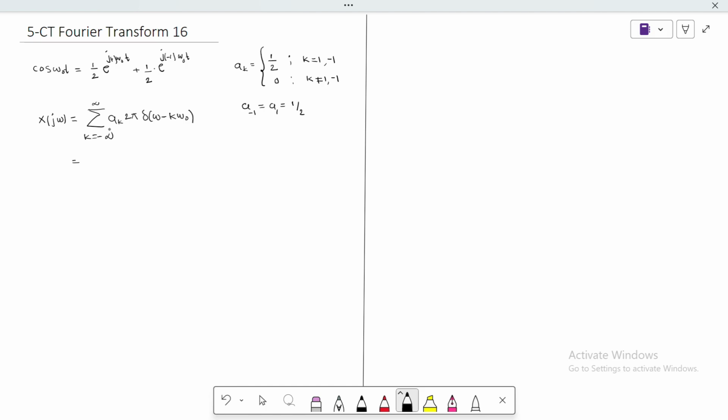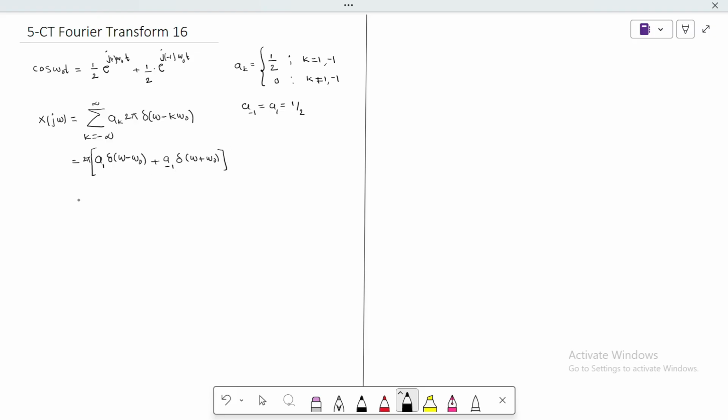So in this case, ak has only two values, one is 1, another one is minus 1. So 2 pi is common. a1 delta of omega minus omega naught, next, plus a minus 1 delta of omega plus omega naught.